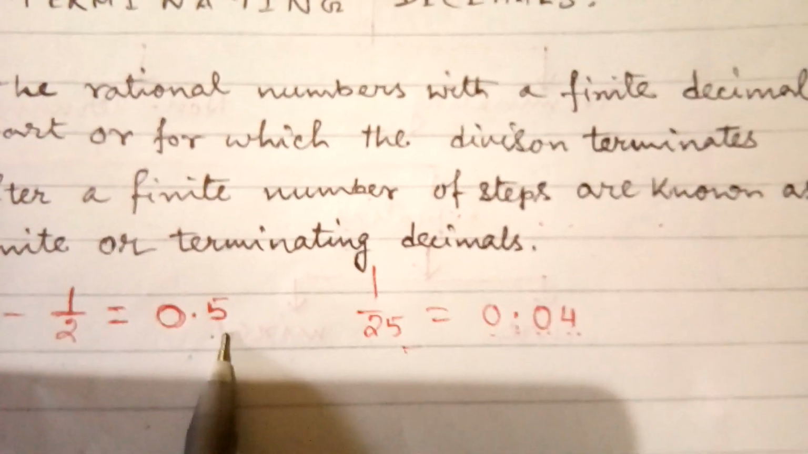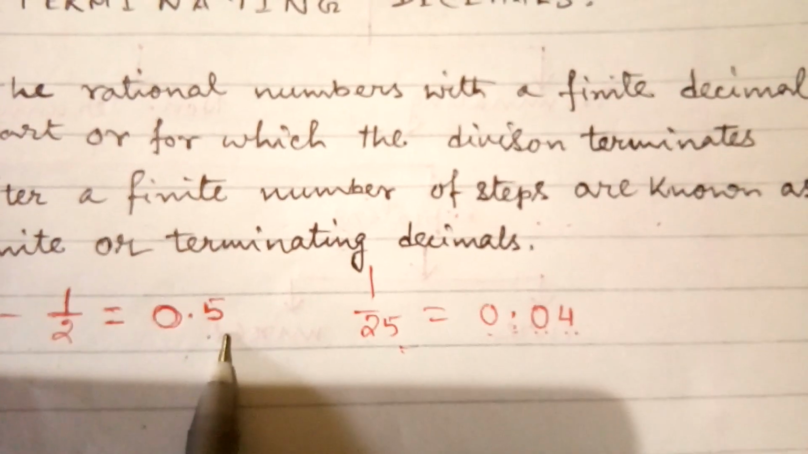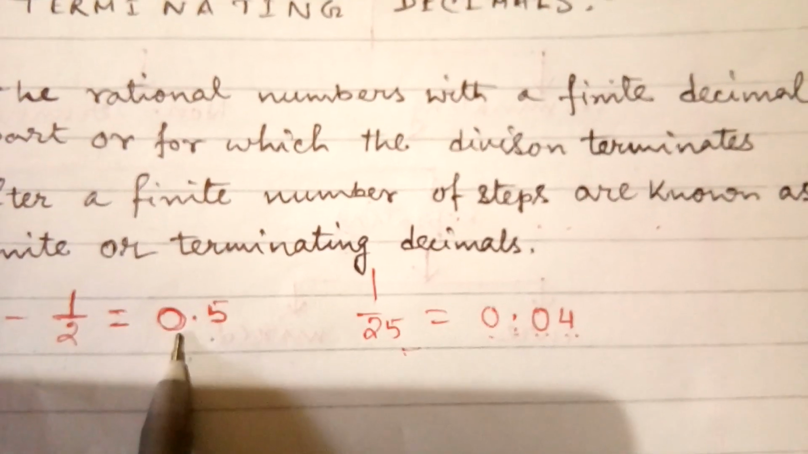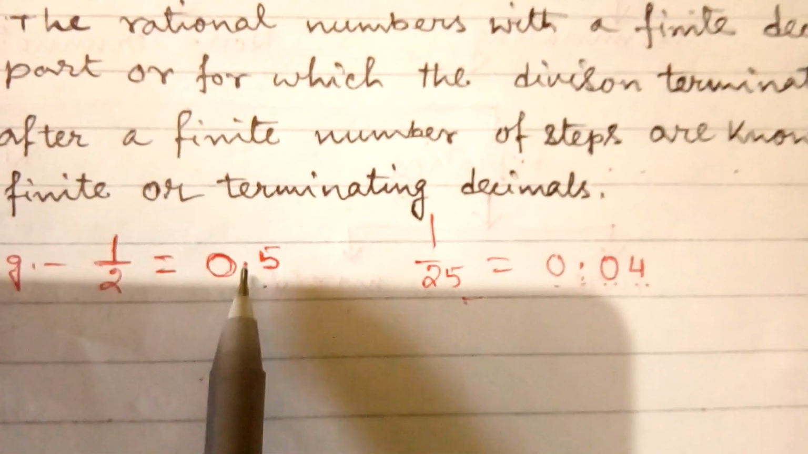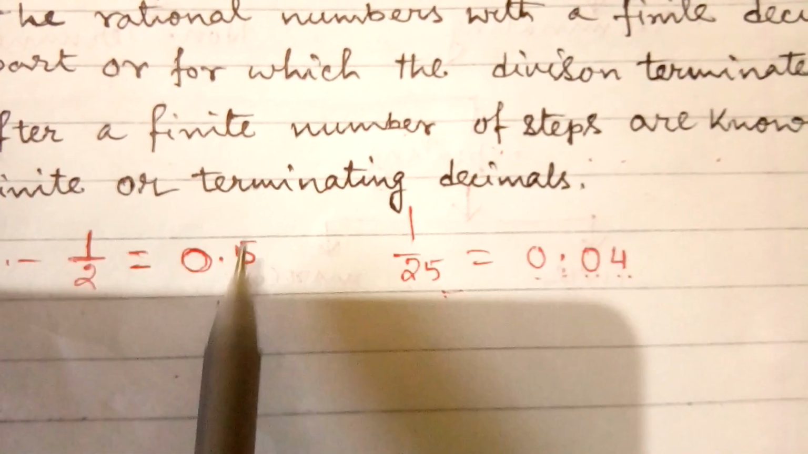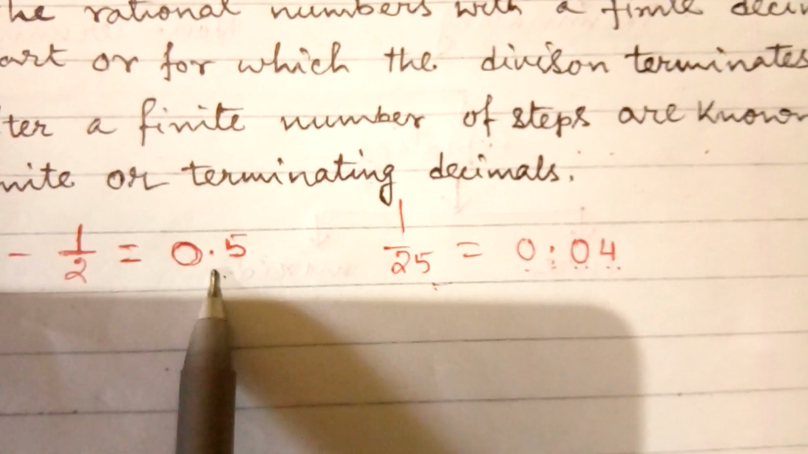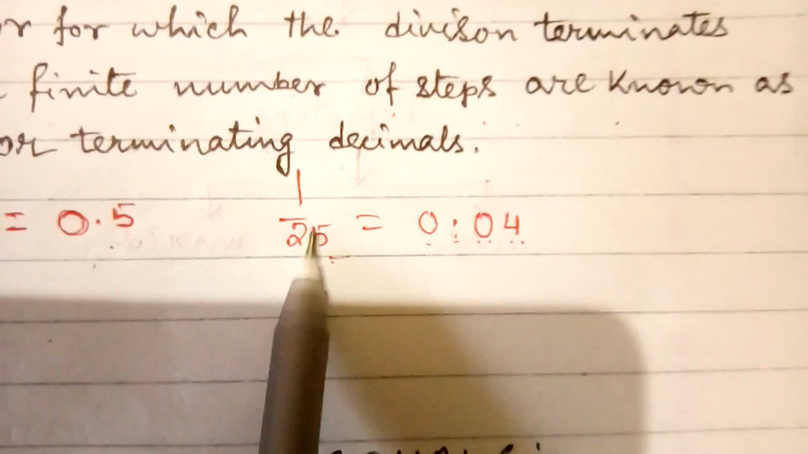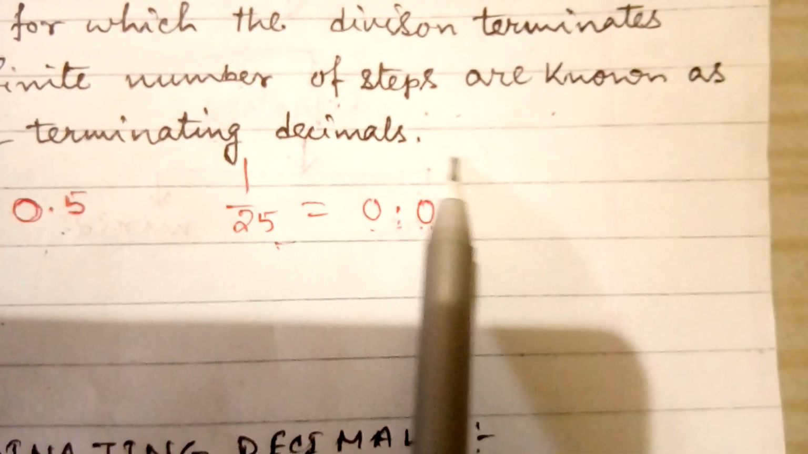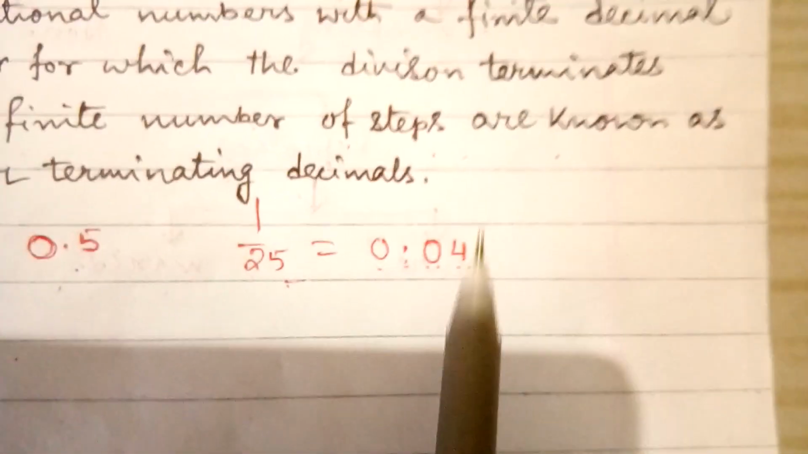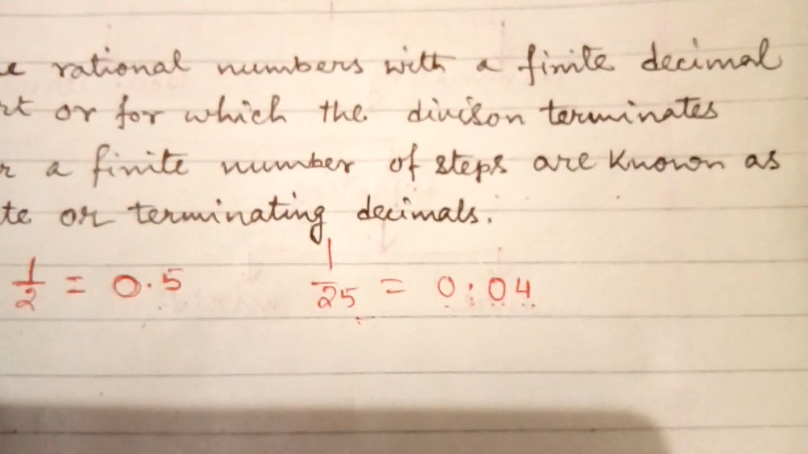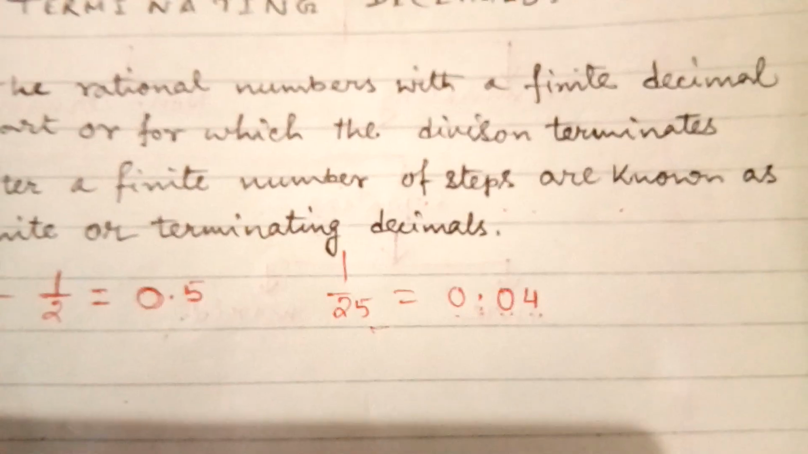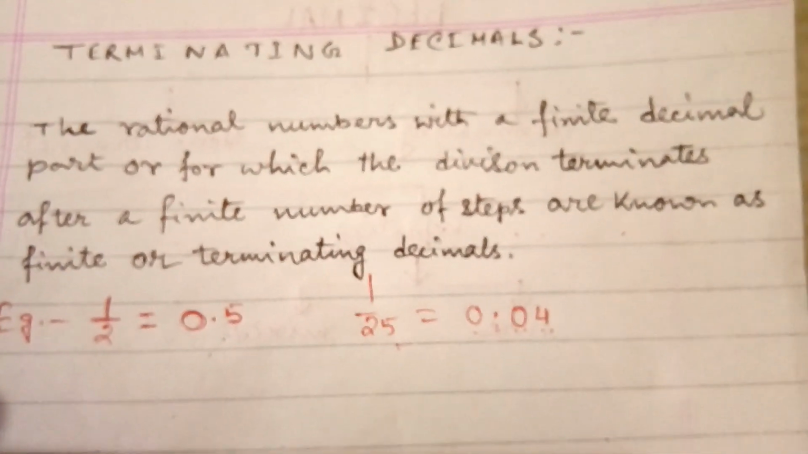So it is a finite decimal part, right? This is the decimal part. In 0.5, 0 is not the decimal part, 0 is the integral part. Integral part means before the decimal point, and what is after the point is called the decimal part. This is one digit only. 1 by 25 means 0.04, and here also you can see it ends. That means during the long division you will not get any remainder. That is called a terminating decimal number. I hope you have understood this part.